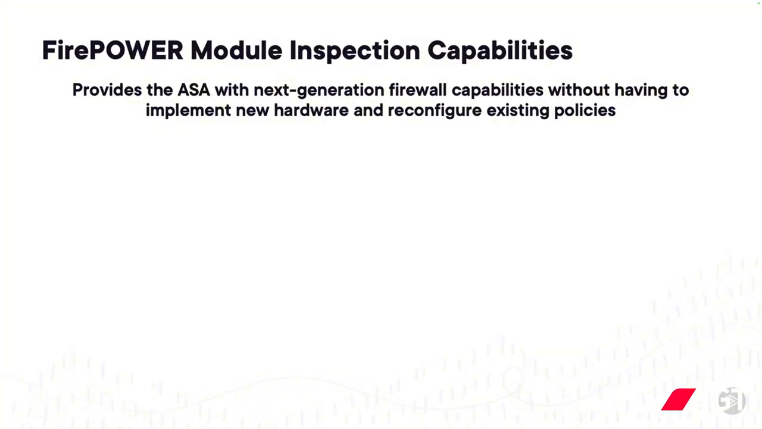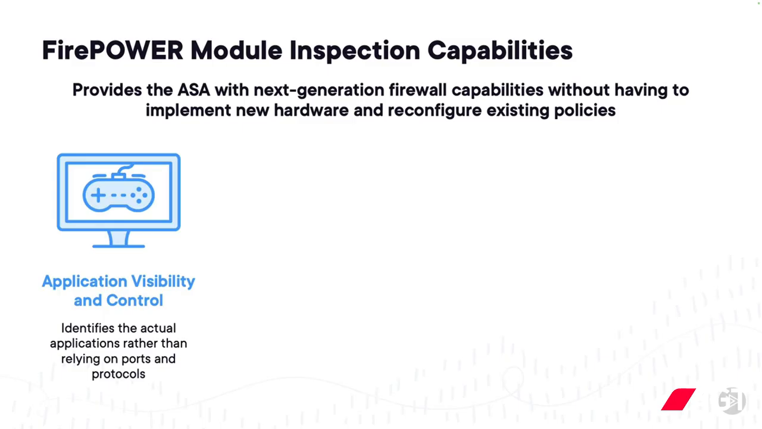It provides 4 distinct capabilities for inspecting and processing traffic that an ASA without it does not provide. Application visibility and control is one of the Firepower features that allows applications to be classified and then policy created around them. Rather than just relying on ports and protocols, the firewall can now identify the specific application. More visibility means more control on what to do with these applications.